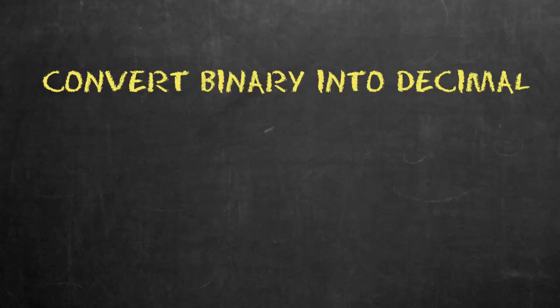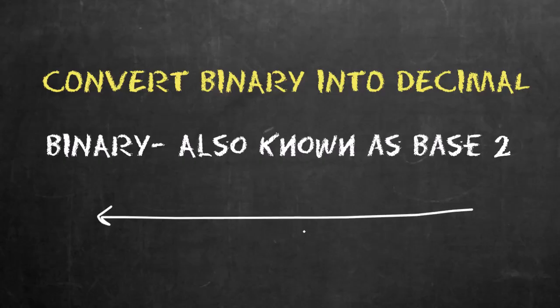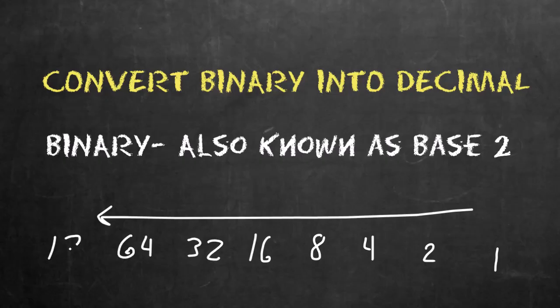In this video, we'll show you how to convert binary into decimal. To begin, binary, otherwise known as base 2, uses only 2 digits, 1 or 0. And the way it works is as you go from right to left, each new value is doubled. So it looks like this: 1, 2, 4, 8, 16, 32, 64, 128, and so on.